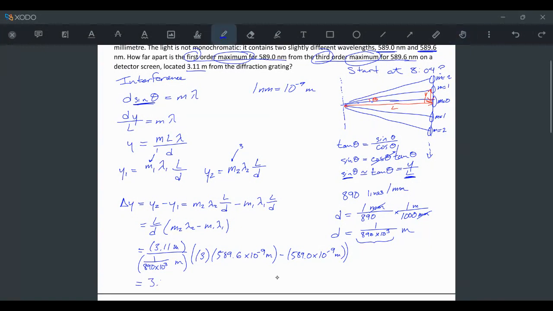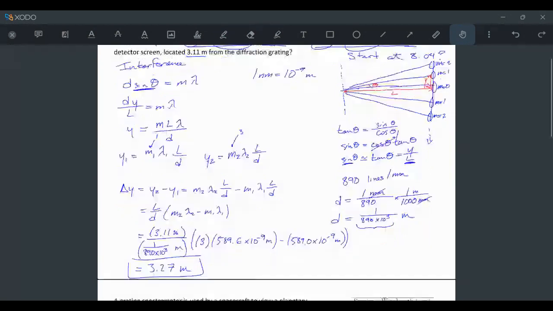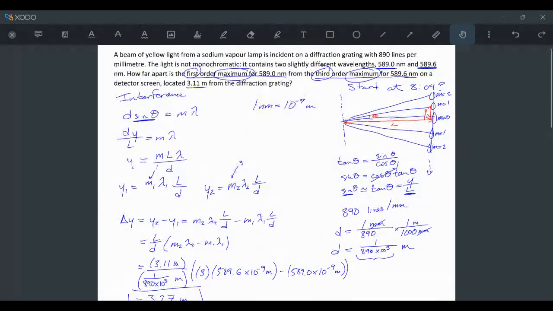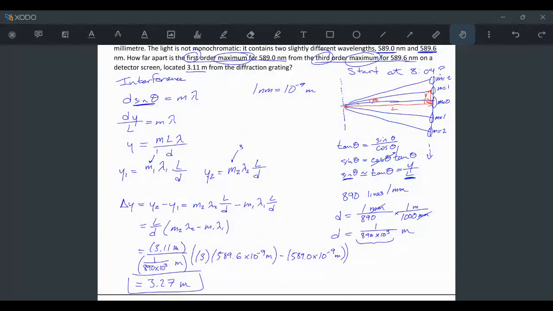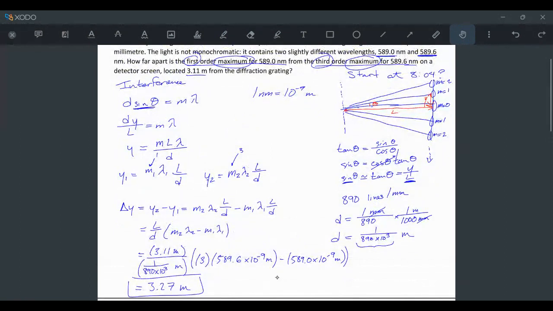What I think you should get is something like 3.27 meters, thereabouts. So it tells you that the third order and the first order fringes are really far apart. Now, one thing you should always do is ask yourself if this kind of answer makes sense. And I'm going to tell you that because we had to come up with this question and we didn't really check it before, it actually doesn't make sense.